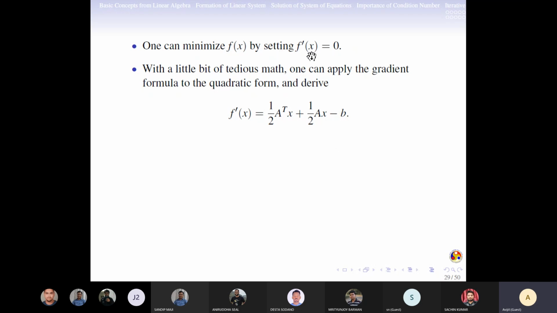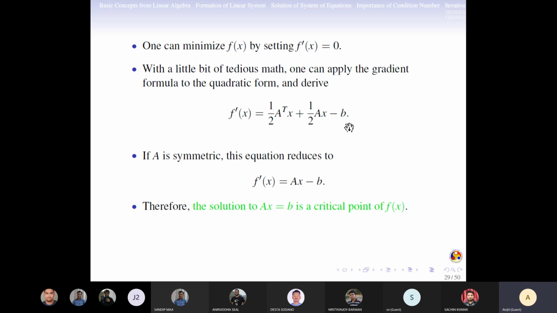So if we put f dash x equal to 0, that means this quantity is equal to 0, and if A is symmetric, that will be equal to Ax minus b equal to 0. So what is our main system of equations? If A is symmetric, this equation reduces to f dash x equal to Ax minus b. That means the solution to Ax equal to b is a critical point of f(x). That is clear. I have proved that.